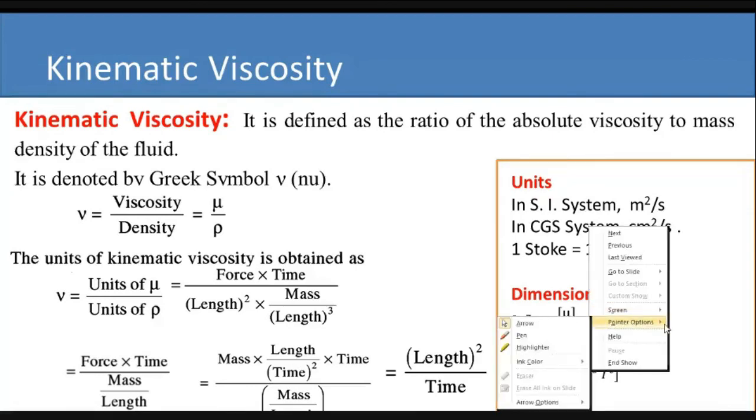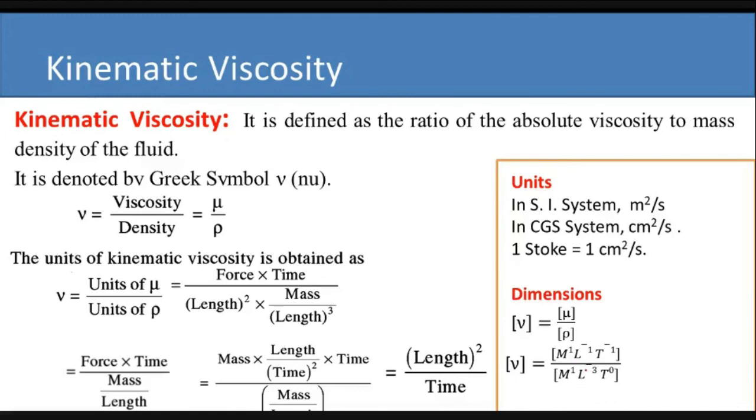Okay, there is a minus sign here, maybe you cannot see it. So it is M1 L minus 3 T0. Now how to solve this? When you take this denominator term to the numerator, it will become M to the power plus 1 minus 1. This plus 1 goes to the numerator, so minus 1. Then L to the power minus 1, and this minus 3 will become plus 3. Here T to the power minus 1 minus 0. This 0 will go to the numerator, so it will become minus 0.